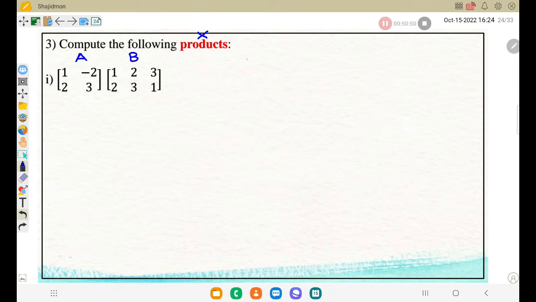What is the order of the A matrix? 2 by 2, 2 rows and 2 columns. B matrix, what is the order? It is 2 rows but 3 columns. Correct? So, is it possible to multiply? Yes, because the second number of A and the first number of B are the same. So what will be the AB matrix order? First and last number, a 2 by 3 matrix. Correct? So now we need to calculate this.